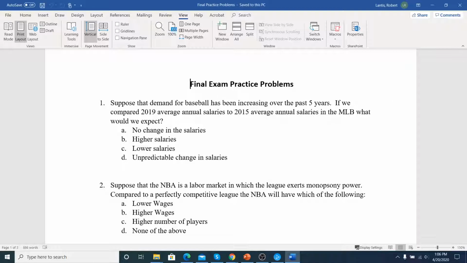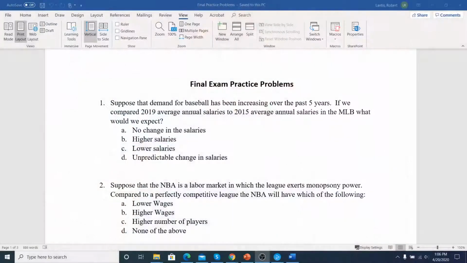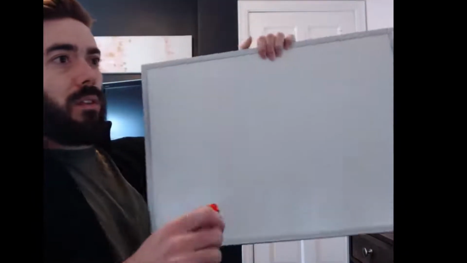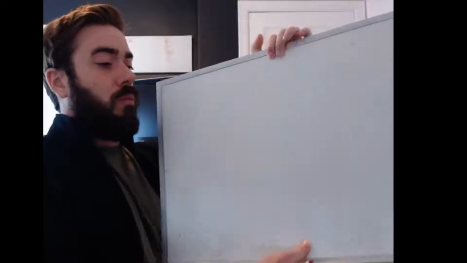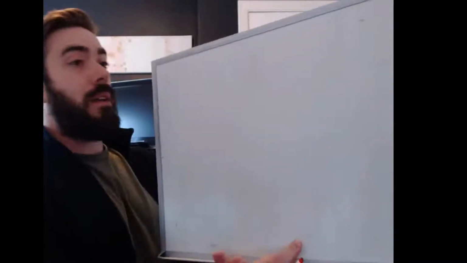So let's go here. So the very first one, I guess I can keep going back. Here we go. For this first one, suppose the demand for baseball has been increasing over the last 5 years. If we were to compare 2019 to 2015 salaries, which of the following would we expect? Unpredictable change, higher or lower, or no change in the salaries. So without any other additional information, we know that demand for baseball is increasing.